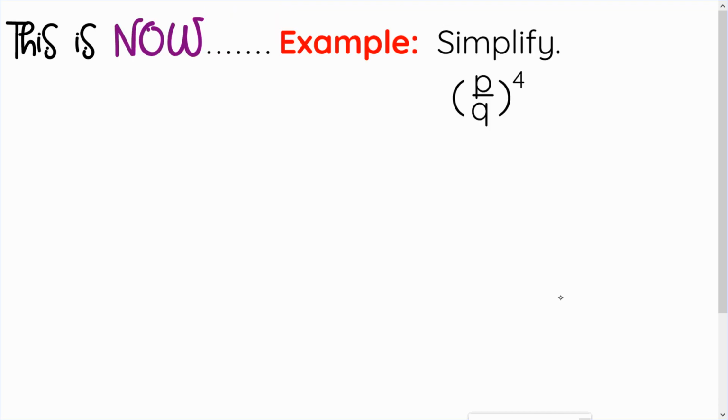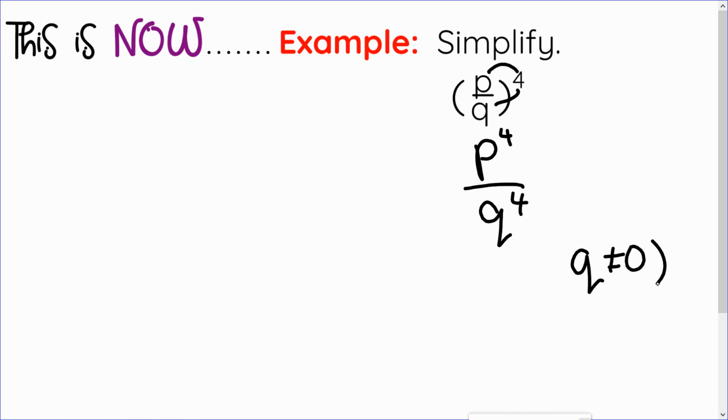So this is now, let's look at exponents. I want to simplify this by applying it to top and bottom. So I have p exponent 4 over q exponent 4. And I will say q can't be 0 because I can't divide by 0. So this would be true for all values of p and q except when q is 0.